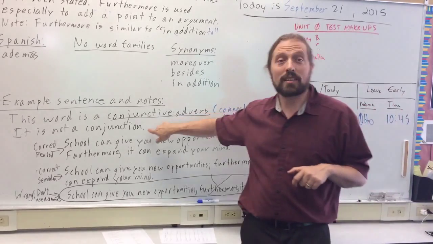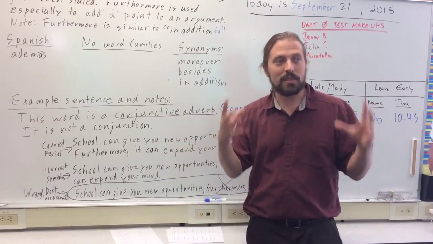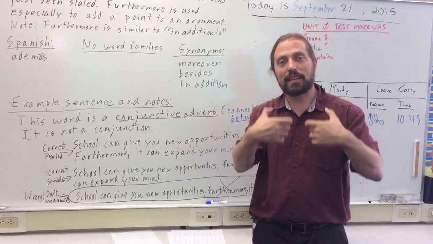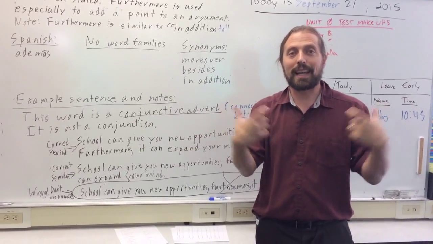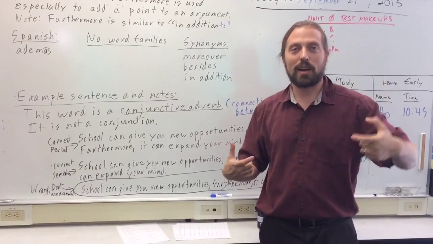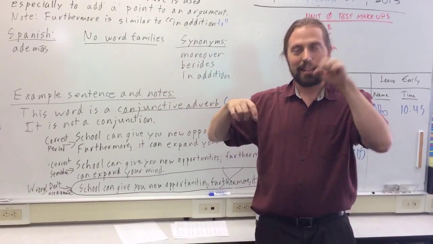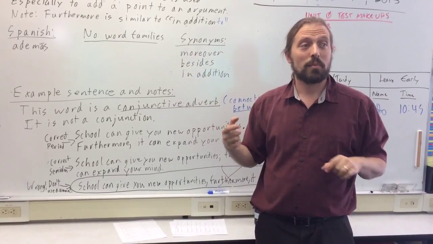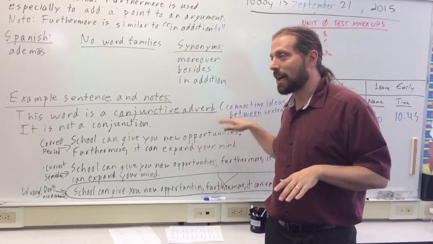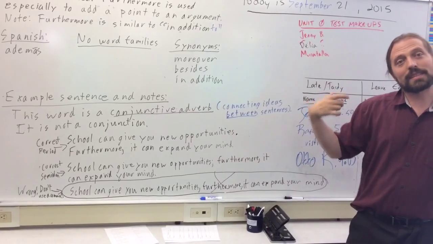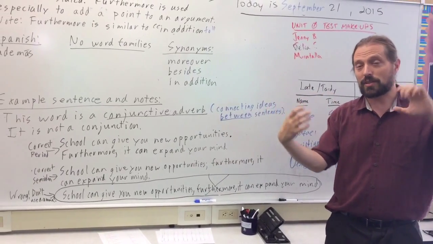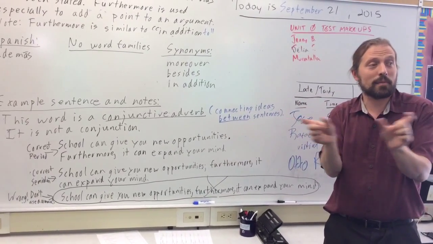So it is not a conjunction. What is a conjunction? A conjunction connects ideas within the same sentence, like the word and, for example. I have a dog, comma, and his name is Bob. Comma and in the same sentence. But conjunctive adverbs are not like that. They're in two different sentences. You're showing how the sentences are connected in some way.